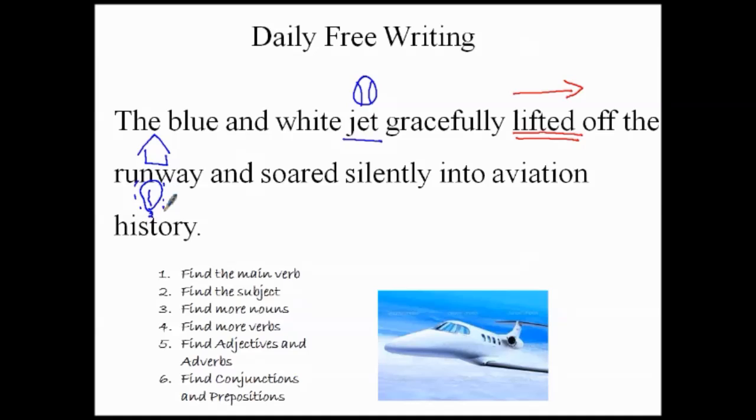Number four, find more verbs. We see that in addition to having lifted, which we called our main verb, the jet also soared. So we put an action arrow code over soared.